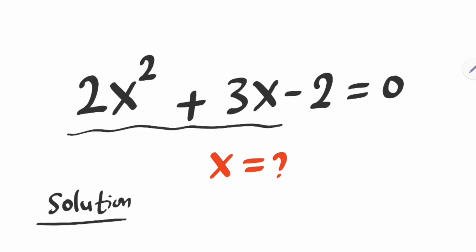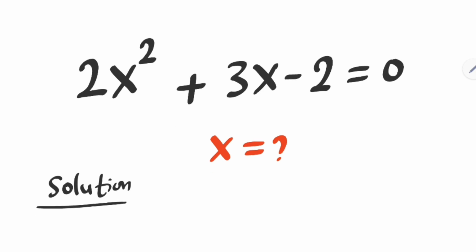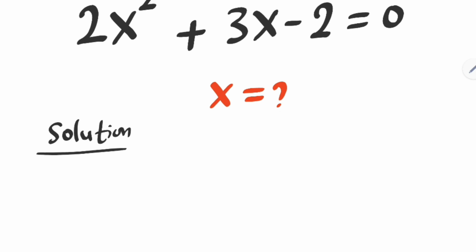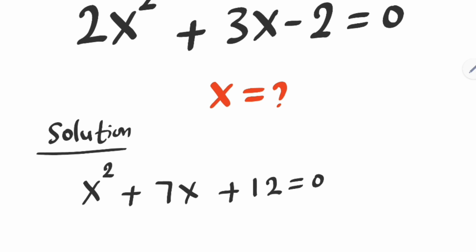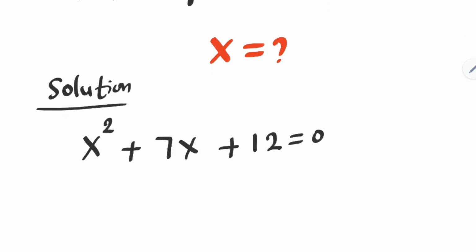Before we solve this problem, let us solve this for better understanding. If you have x squared plus 7x plus 12 is equal to 0, let us solve this using the factorization method. Here, the coefficient of x squared is 1, the coefficient of x is 7, and the constant is 12.